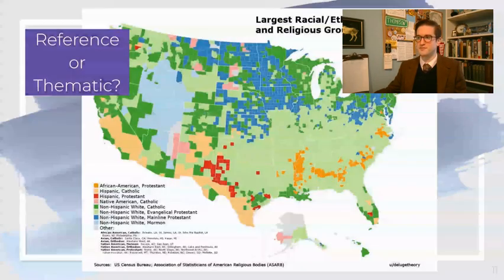Is this a reference map or a thematic map? Okay, the title of the map: largest racial, ethnic group, and religious group by county. And then a key here on the bottom left-hand side showing you the largest group, ethnic and religious.